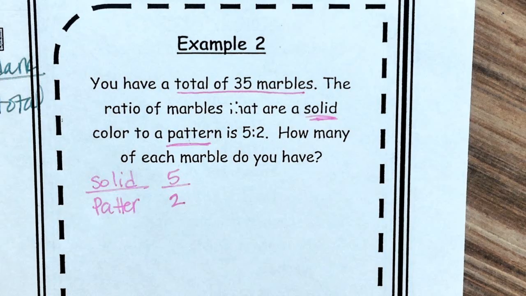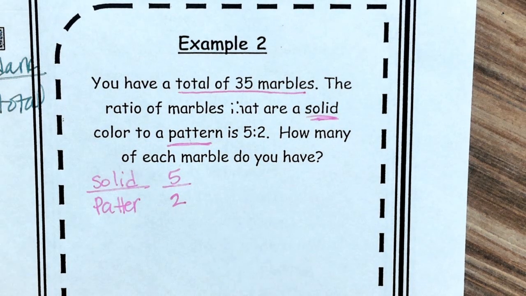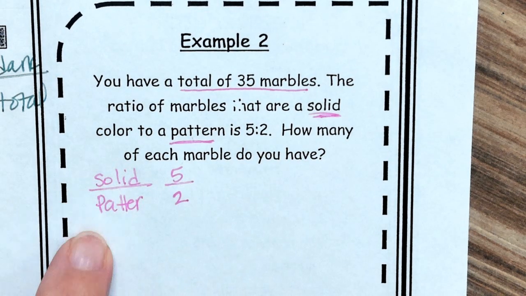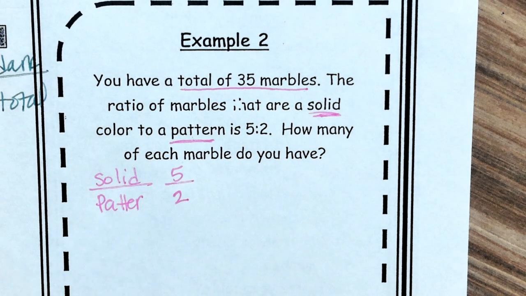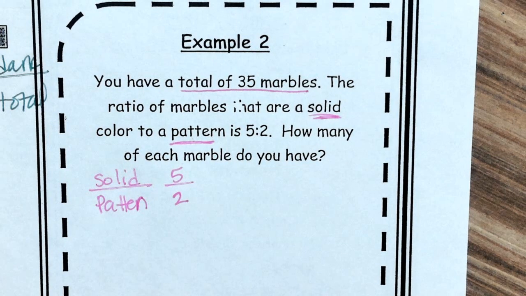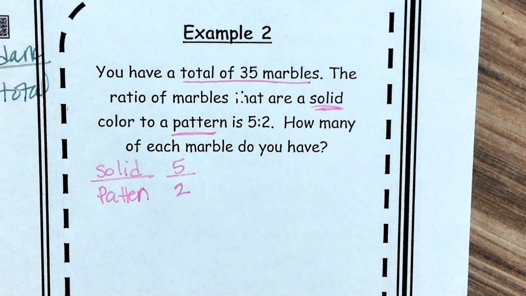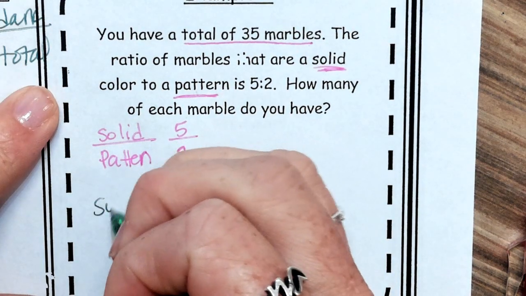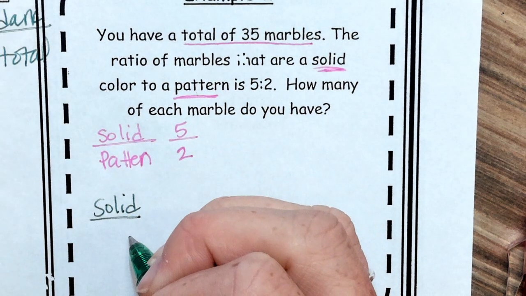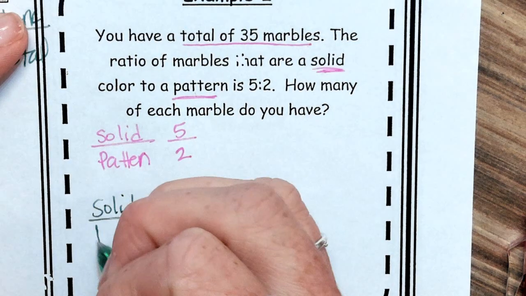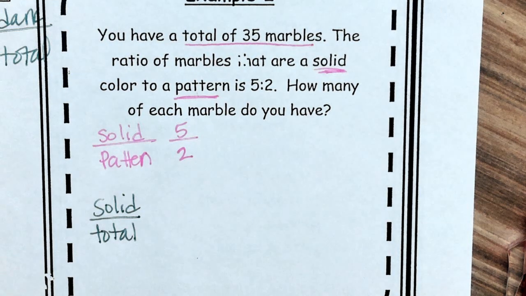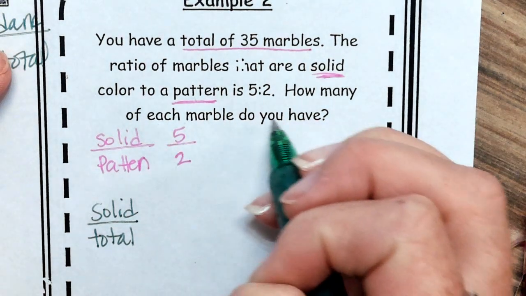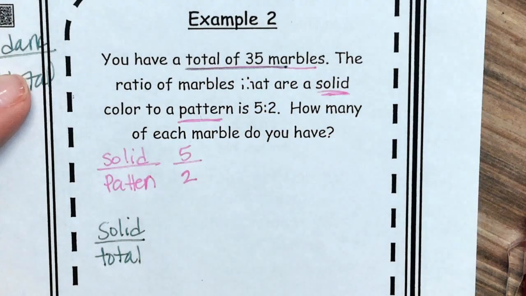Okay. How many of each marble do you have? Well, I'm going to have 2 problems because I need to solve for solid and I need to solve for pattern. Okay. I need to make a ratio of solid to what? Total. Who said that? Very good. Why total? Because it wants to know how many of each marble I have if I have a total.